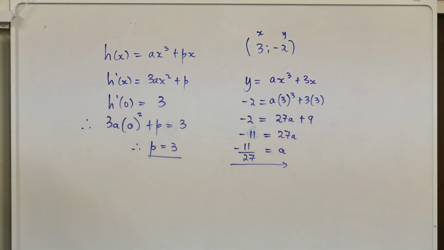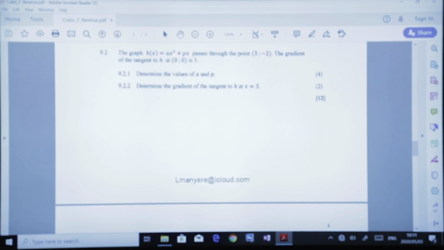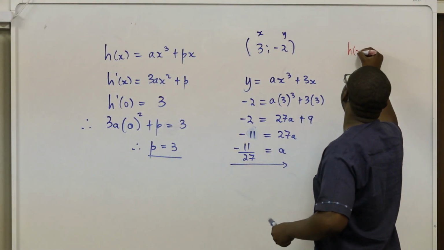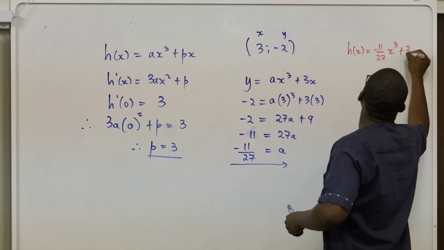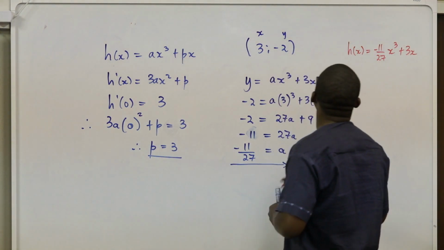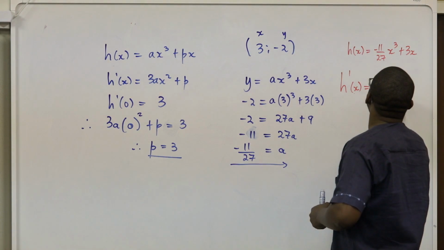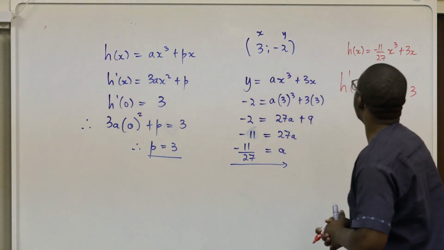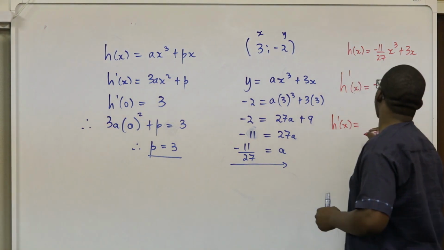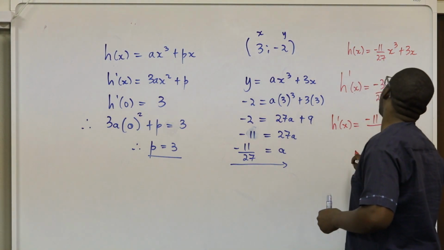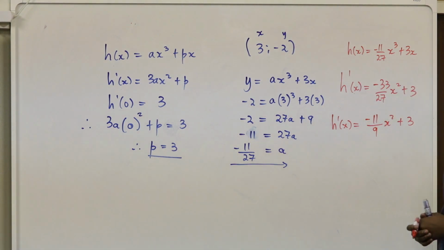Lastly, determine the gradient of the tangent to h at x is equal to 3. They want the gradient, then we have h of x is equal to minus 11 over 27 x cubed plus 3x. We differentiate once, h prime of x is equal to minus 33 over 27 x squared plus 3. We simplify that further, h prime of x is equal to minus 11 over 9 x squared plus 3. I merely put that fraction in its lowest terms.